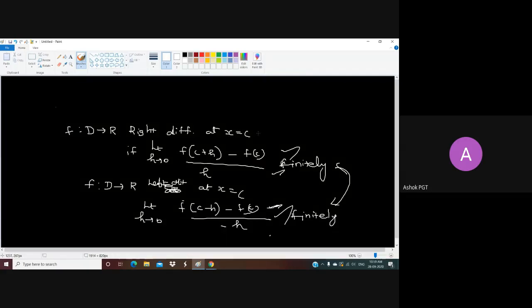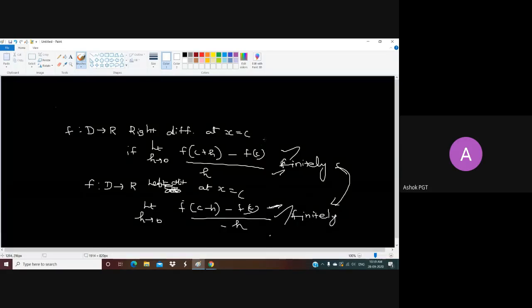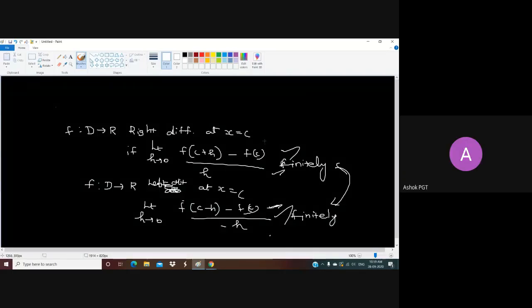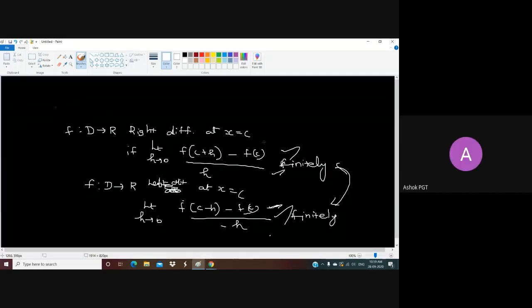Students, are you clear about differentiability of a function at a single point? Yes, sir. Thank you, students. Thanks for the response.